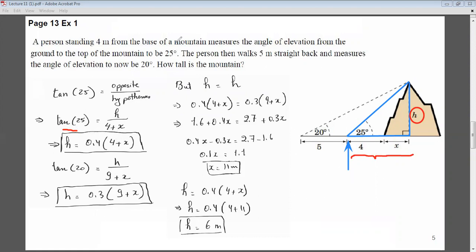Now I use the information from the second triangle. So now we are here, and this is the triangle.